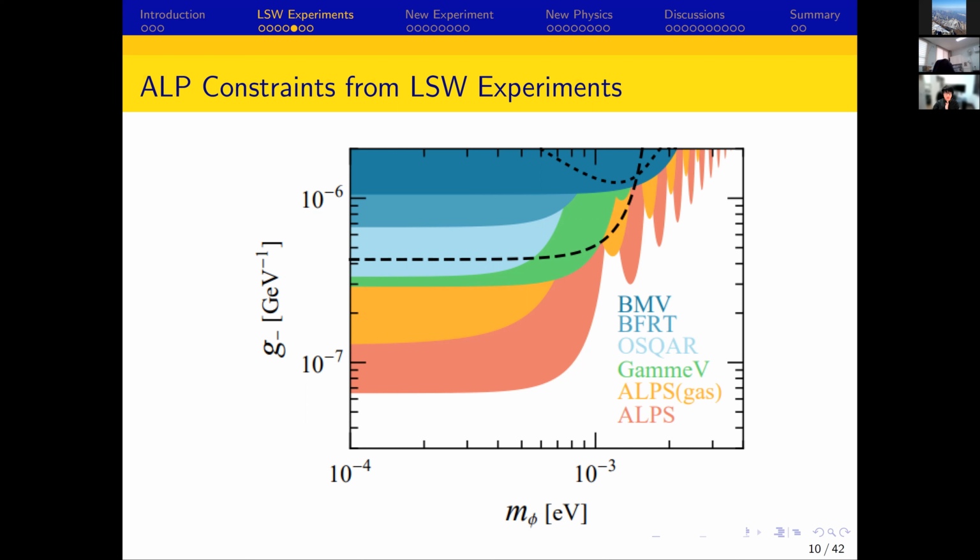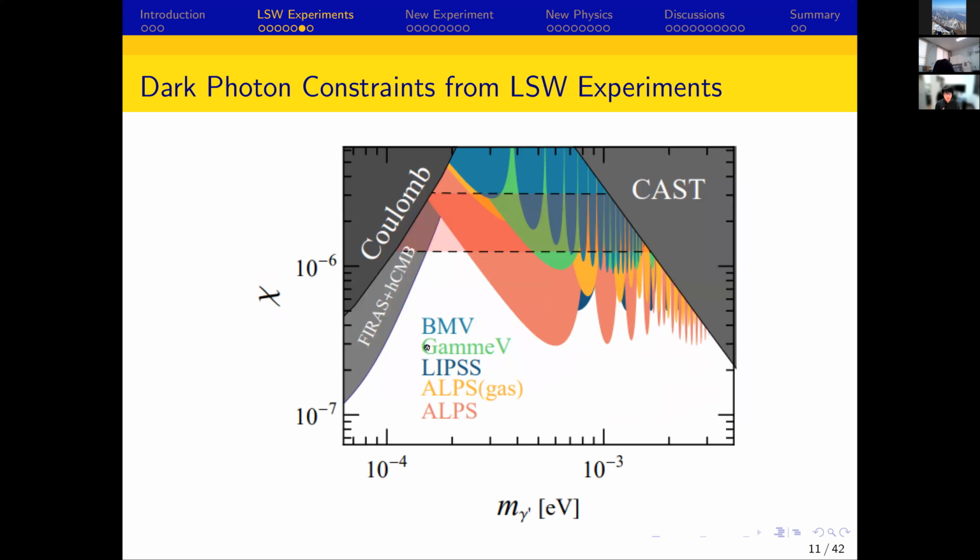Also, LSW experiments can work for the detection of dark photons. Dark photons can be created by the laser via kinetic mixing, and vice versa, photons can be created from dark photons. So using this kinetic mixing, we can construct LSW experiments like the axion search, and this figure is the constraint on the dark photon parameter space via the light shining through wall experiment. As in the axion-like particle case, ALPS gives the strongest constraint.